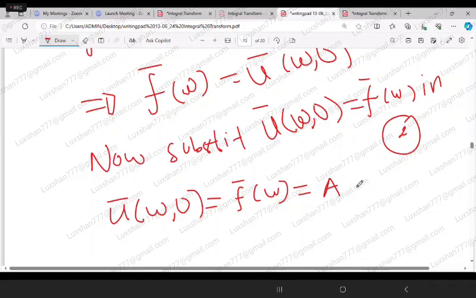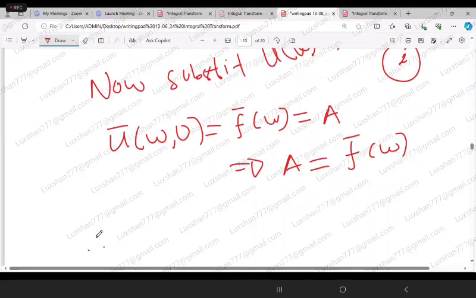cos 0. Cos 0 is 1. So a. Therefore, we get that a is equal to f bar omega. Therefore, now we know the solution. We have found both a and b. So u bar is equal to f bar omega into cos omega squared y.